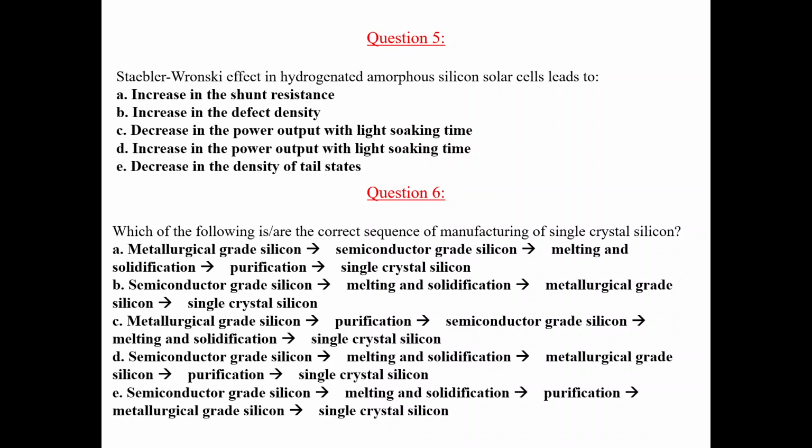The Staebler-Wronski effect is, sir, in amorphous silicon solar cell, due to the dangling bonds. Due to the dangling bond effect, when there is light shining on it, sir, with this light soaking the power output is decreasing in the graph. It will decrease very drastically, sir. This is the Staebler-Wronski effect.